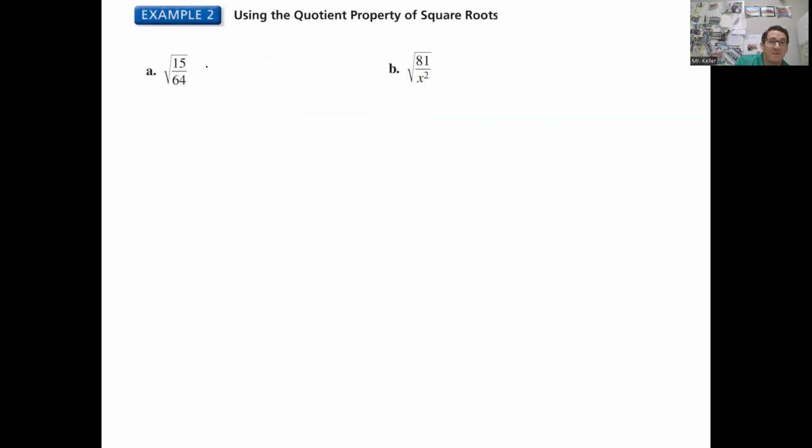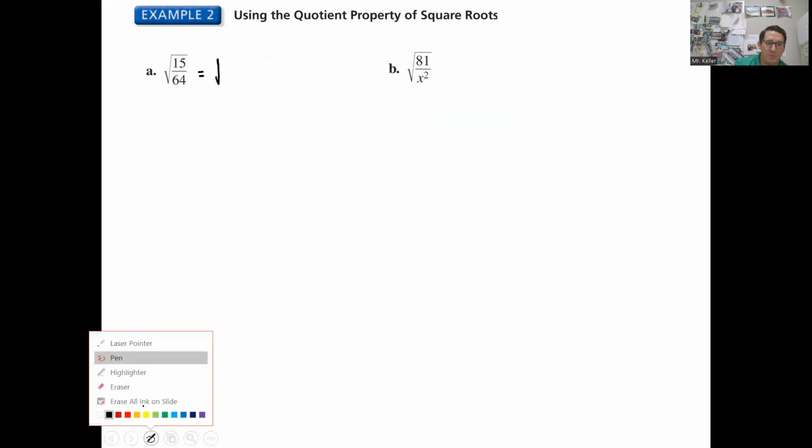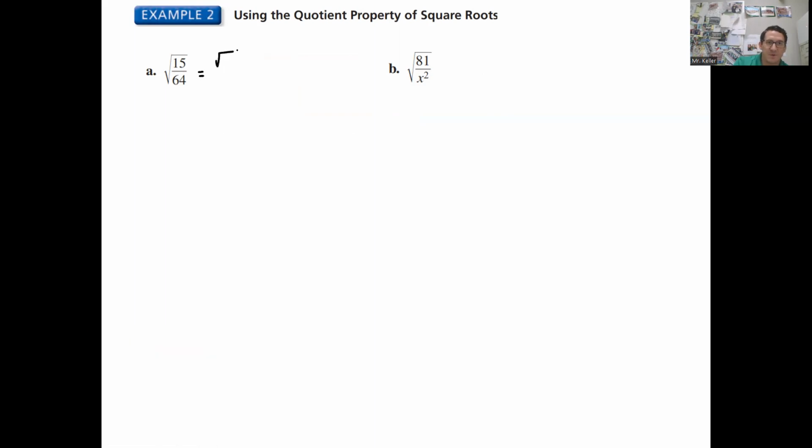But let's do some examples here. So square root of 15 over 64. I'm going to split this into 2 radicals. So square root of 15 on top over square root of 64 on bottom. Square root of 15 is not a perfect square. Square root of 64 is 8. What you should do, just check to see if you can simplify the top using a buddy system. So 15 factors to 3 times 5. There's not going to be any buddies.